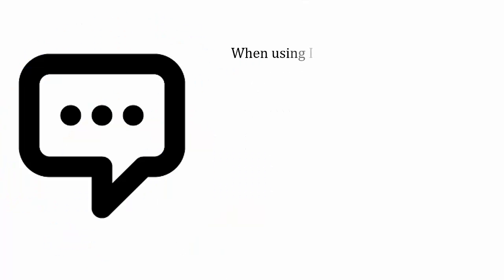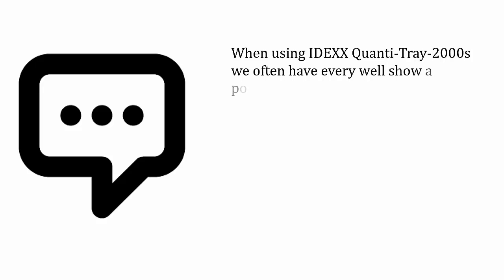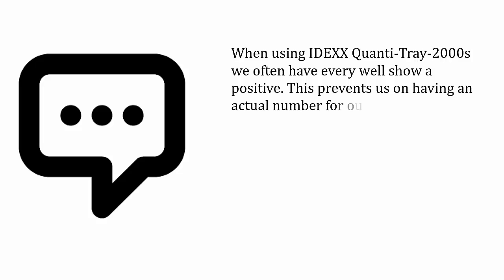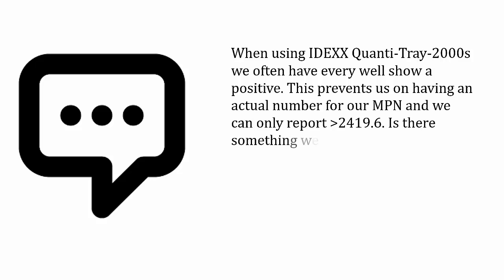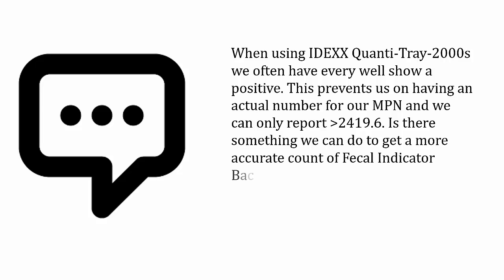When using IDEXX Quanti-Tray 2000s, we often have every well show a positive. This prevents us from having an actual number for MPN, and we can only report greater than 2,419. Is there something we can do in order to get an accurate count of fecal indicator bacteria in our sample? Thanks, Barbara M.